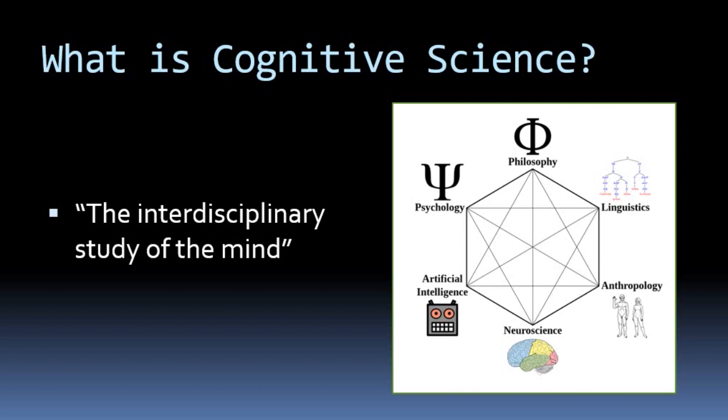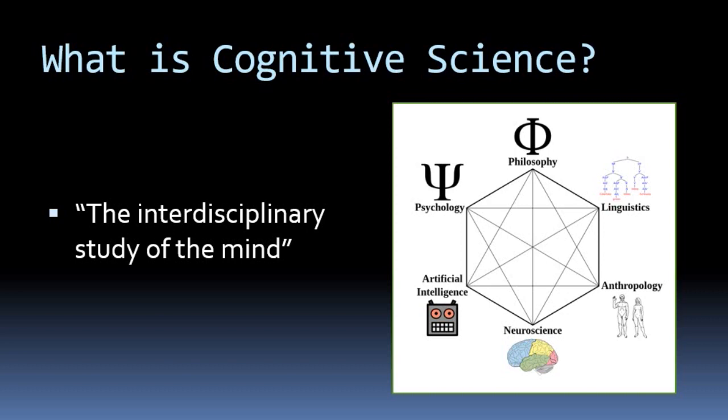I've given you some hints by putting up this lovely graphic. This is a kind of standard thing. If you Google cognitive science, this is the kind of image that pops up. So what do we got here? We've got psychology, philosophy, linguistics, anthropology, neuroscience, artificial intelligence. A kind of grab bag of disciplines. Okay. So fine. What is the mind?